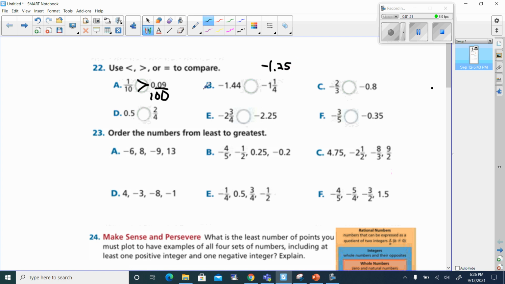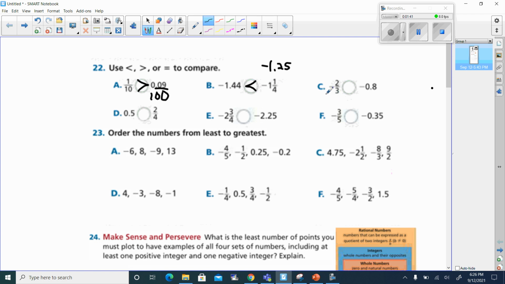And if I'm looking at which one's bigger, I know that the farther to the left of my number line, the smaller the number is. So 44 is bigger than 25. I have to say then that negative 1.44 is less than negative 1 1/4.